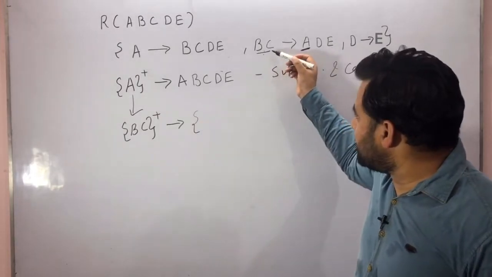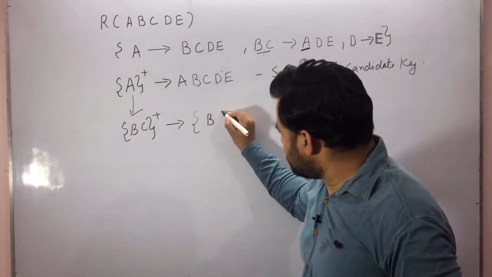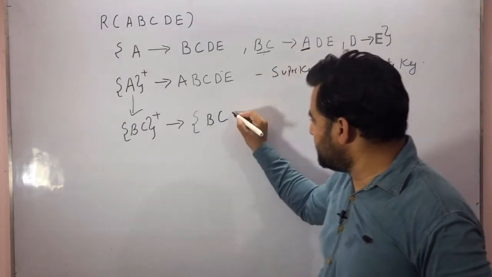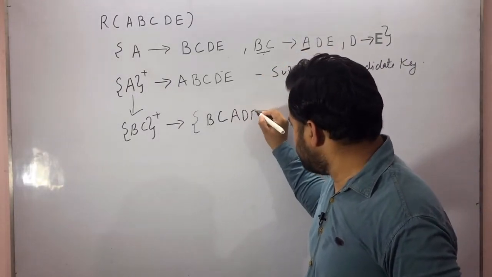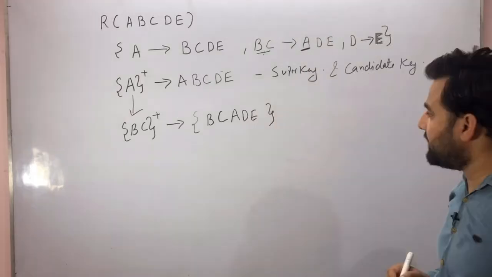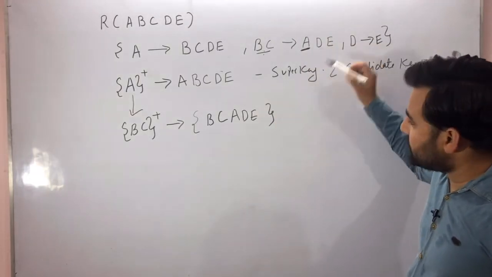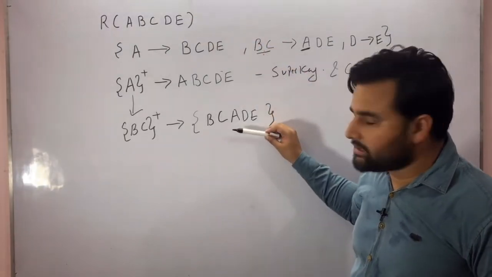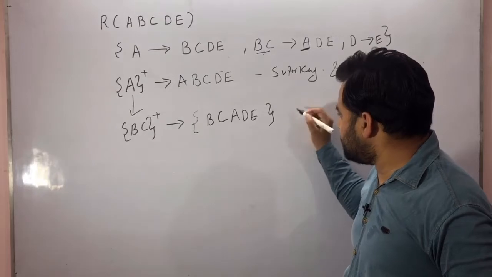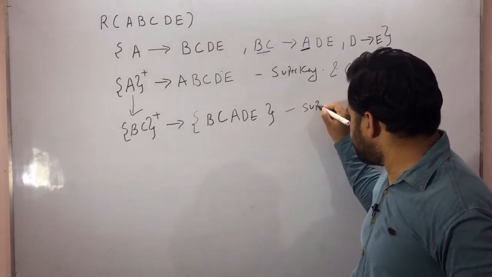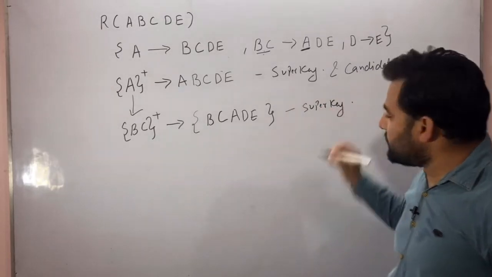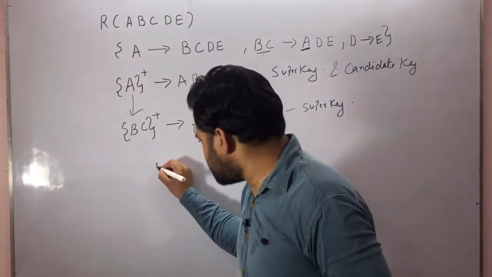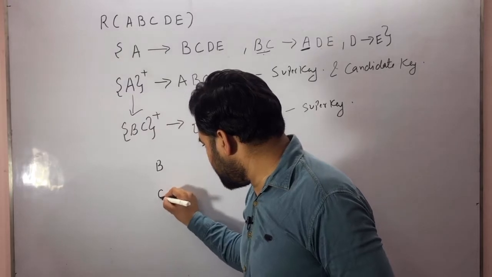So what is the closure of B and C? Obviously B and C will be there, and A, D, E. So what I get is A, D, E. That means you can see that I got all the attributes of this relation. So what is the meaning? This is a super key. Now let's find out whether this is a candidate key or not. How to find that? Let's take the subsets of BC, B and C.